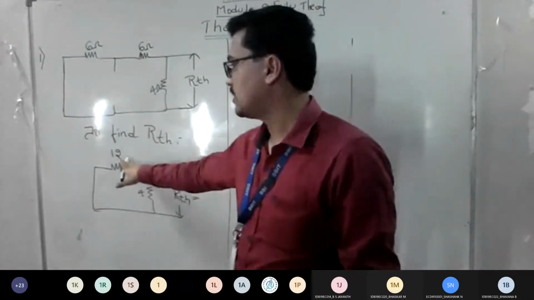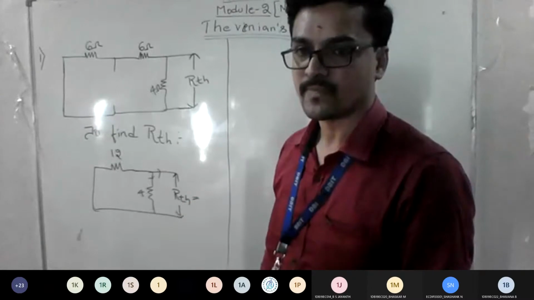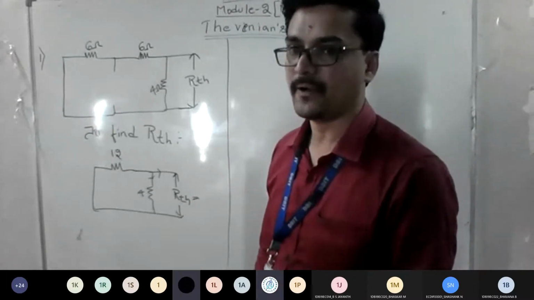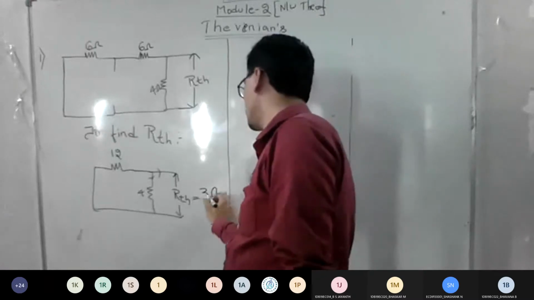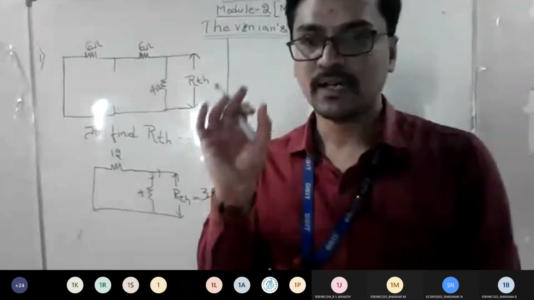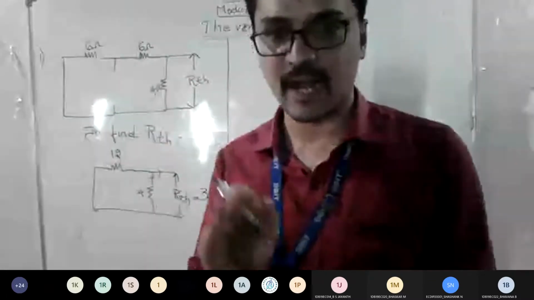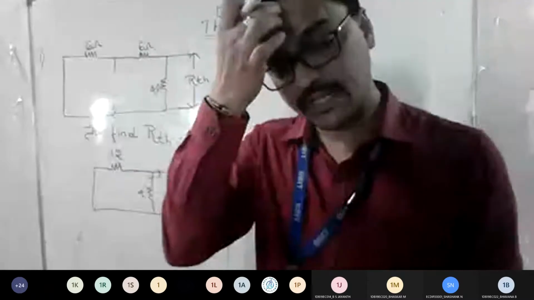Now, since the current is dividing, I need to find RTH. This is equal to the parallel combination of these two. What is the answer? 12 into 4 divided by 12 plus 4, which is 3 ohms. I will write it as 3 ohm. From the equivalent Thevenin circuit, we are supposed to find VTH and RTH. So we have found RTH. Am I clear till here to everyone?